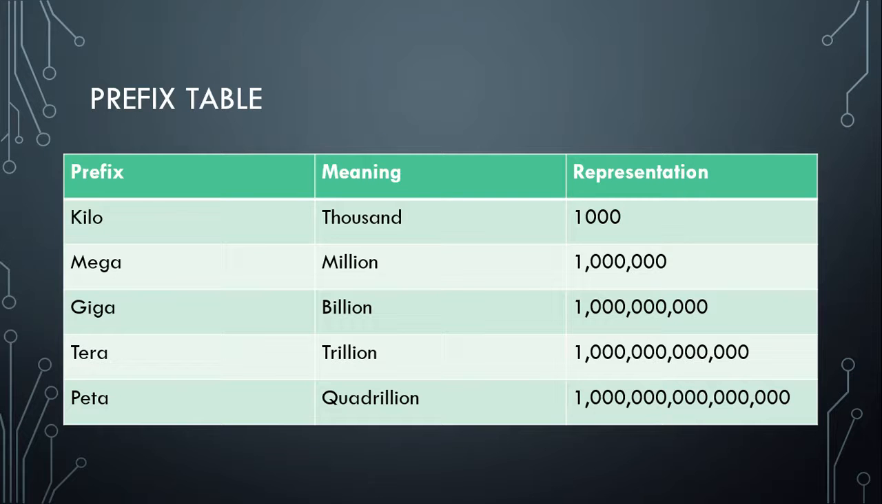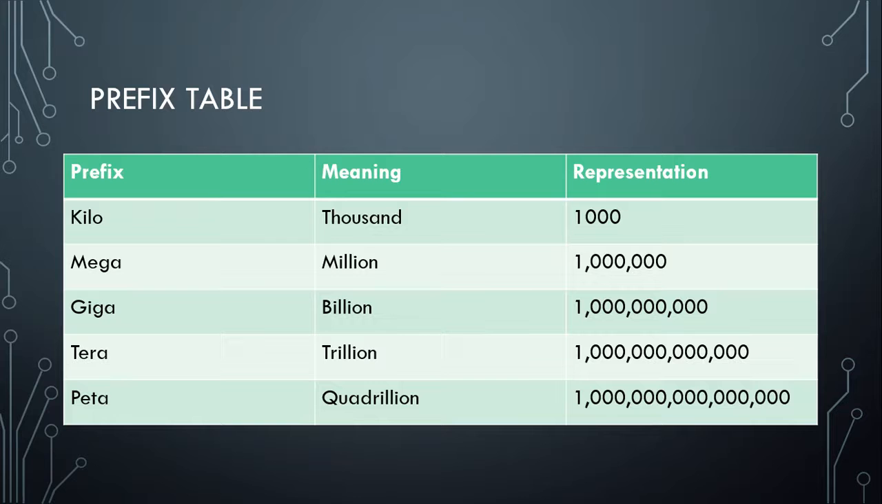Here I have, for example, kilo. Kilo means 1,000. We represent that with the number 1,000. That's the same thing as if you saw kilogram or kilometer, they would be represented with that prefix. You have the prefix mega, which is for million. We represent that with 1,000,000. Now, these are the prefix tables of what these mean.